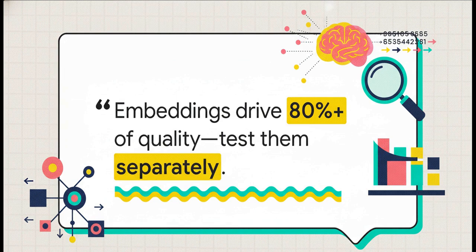So what are embeddings? They're just the way we turn our data, words, images, whatever, into numbers so the AI can understand their meaning and context. The source material is crystal clear. Embeddings drive over 80% of your quality, so you absolutely have to test them directly.